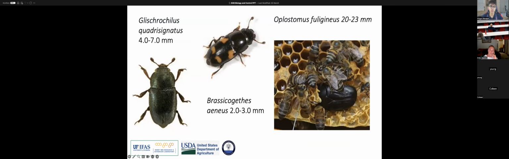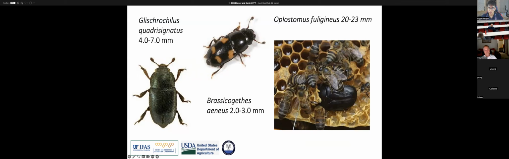Now, there's other beetles that do show up inside the colony. Here on the left, we have a sap beetle and a pollen beetle. So I show these to illustrate that just because other beetles show up in your colonies doesn't necessarily mean that it is a small hive beetle.